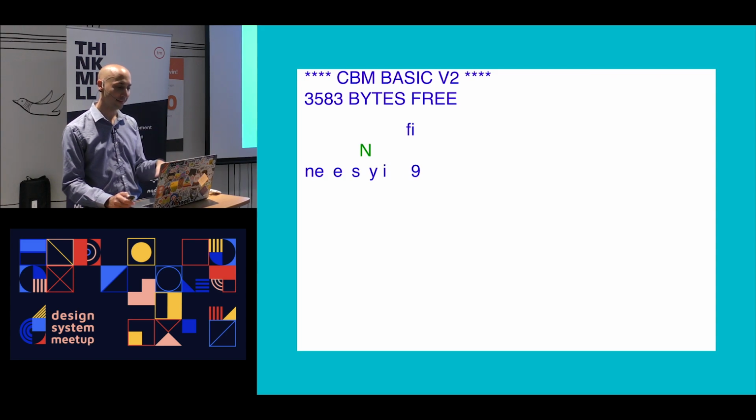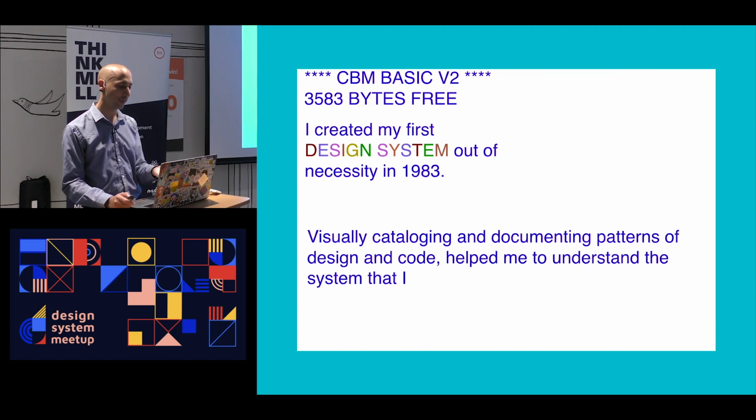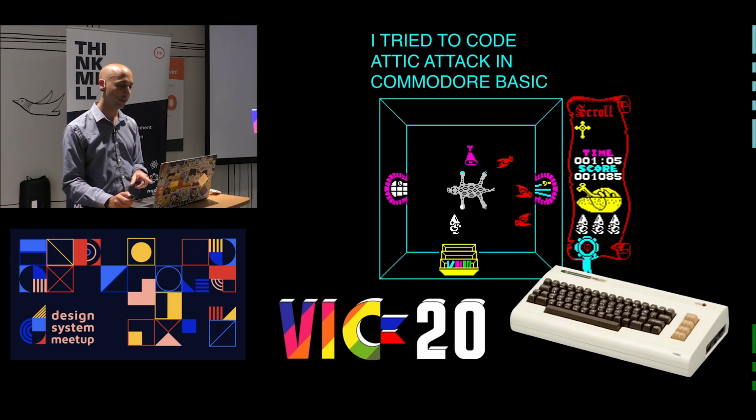This did have a digital font, it's gone, but this is an example of a design system I built when I was 12. So when I was 12, we didn't have design systems, or Photoshop, or IDEs, so I had to do all the programming on this VIC-20, which you can see there with, I think, 5K of RAM. And I tried to code Attic Attack in BASIC.